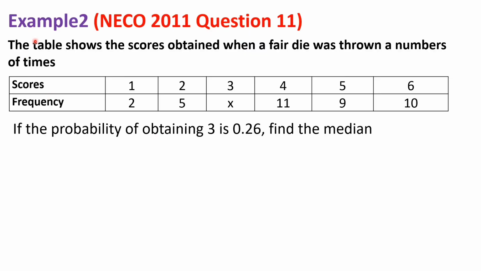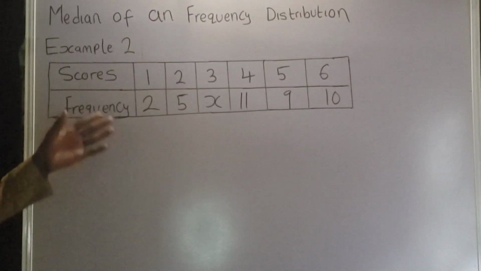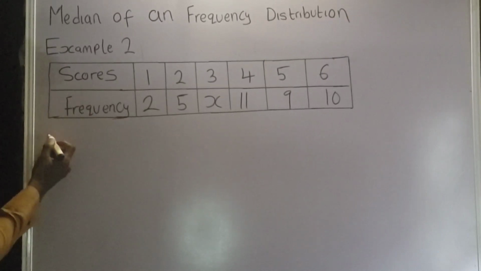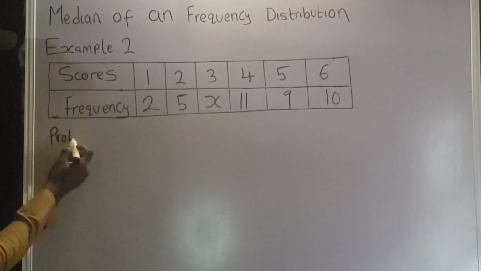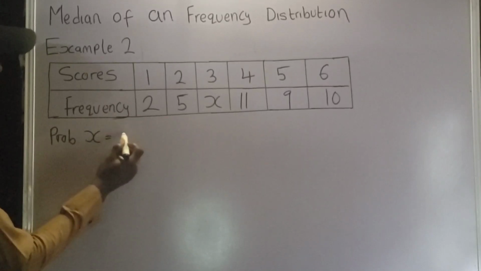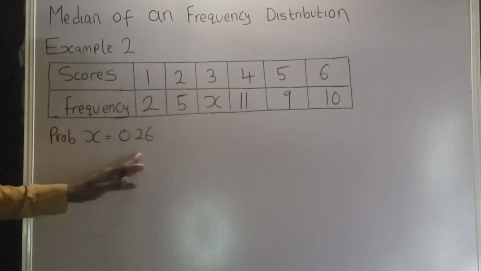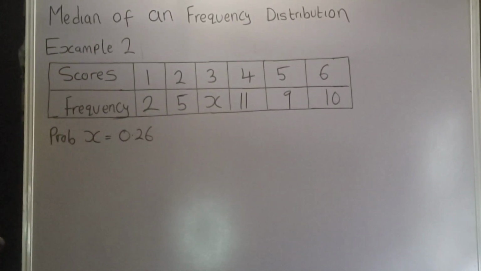Example 2. The table shows the scores obtained when a fair die was thrown a number of times. If the probability of obtaining 3 is 0.26, find the median. To get the median of this frequency distribution, we first need to determine the value of x. Don't forget that the probability of obtaining x is what? 0.26. You have been given that.